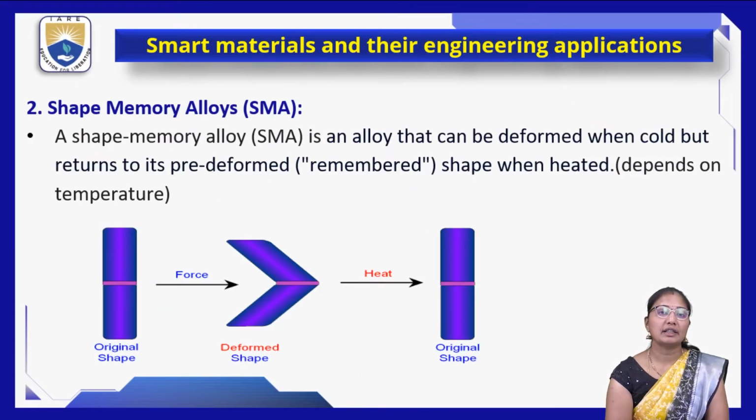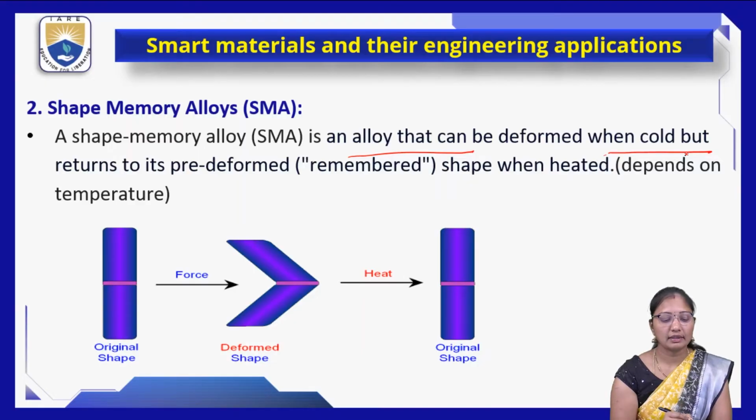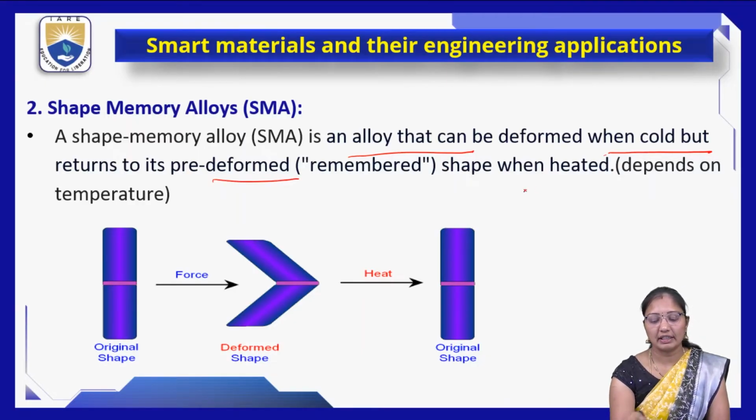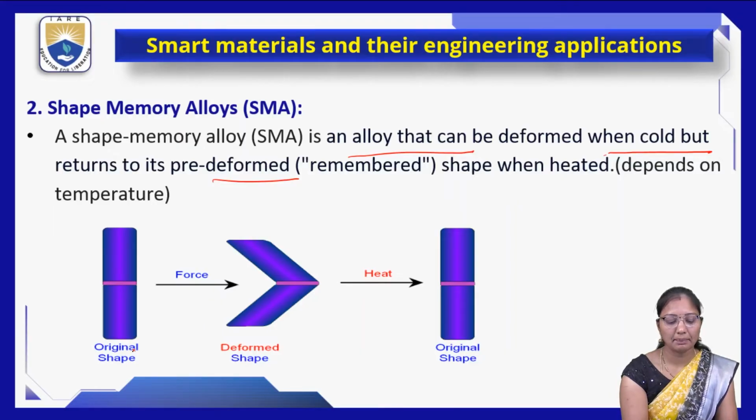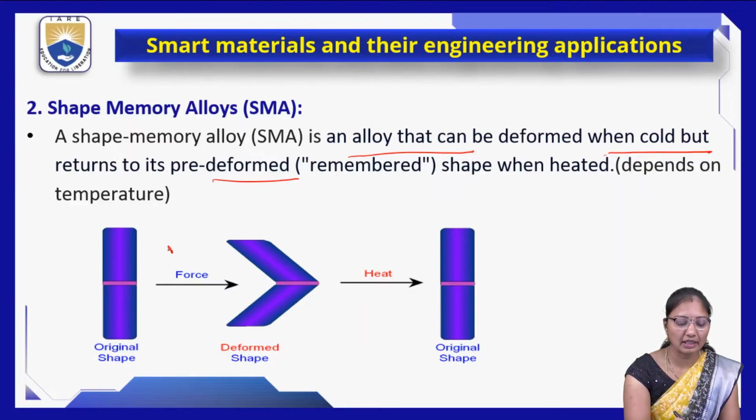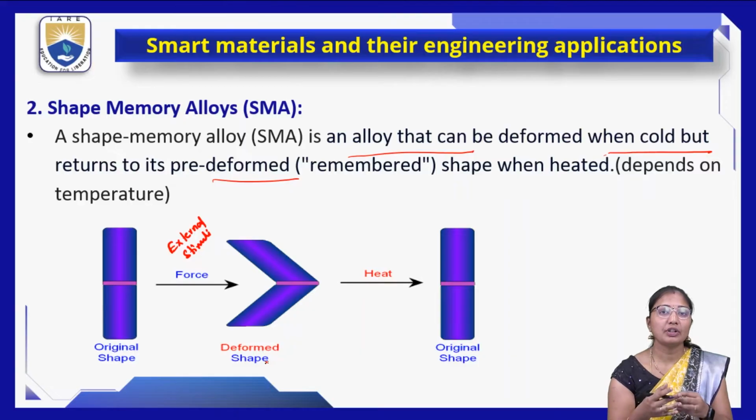The next type of smart material is shape memory alloy, also called SMA. A shape memory alloy is an alloy that can be deformed when cold but returns to its pre-deformed shape when heated. This is the original shape of the shape memory alloy. When some external stimulus, force or stress is applied on the alloy, it takes a deformed shape. It changes its shape, and when it is heated, it again comes back to its original shape. So this is the shape memory alloy.